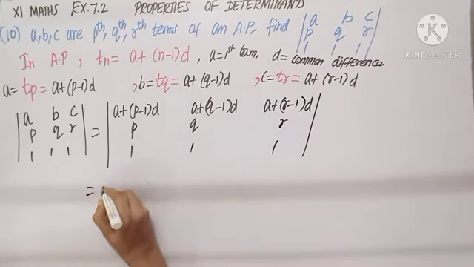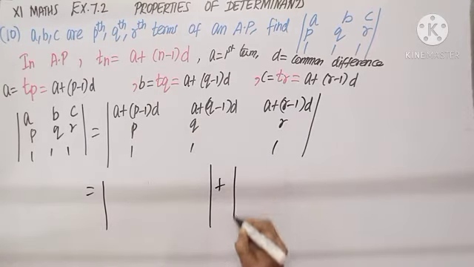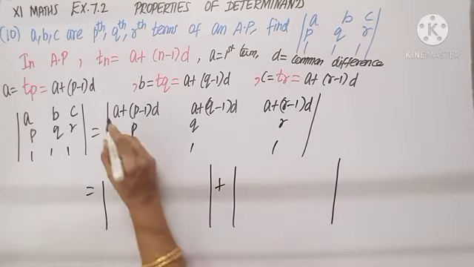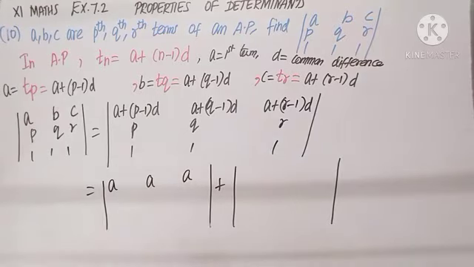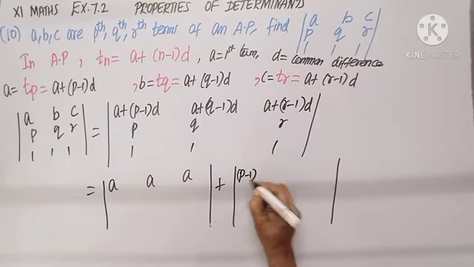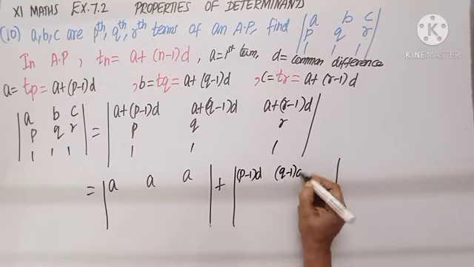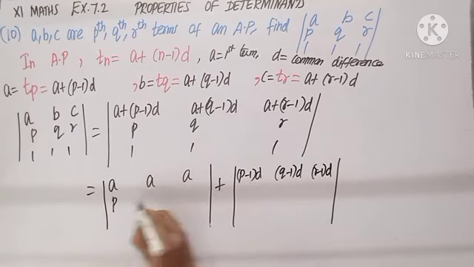As I look, in the first row there are two terms. Let us split it. All the first elements will come in the first determinant. All the second elements will come in the second determinant. As we have written, copy second and third row as it is.